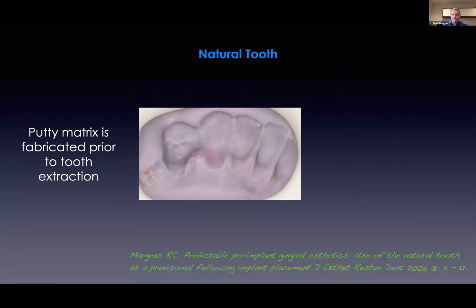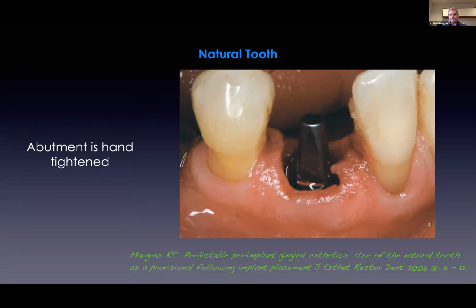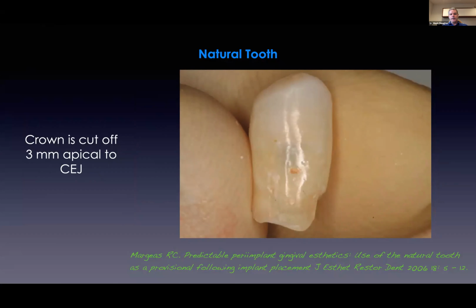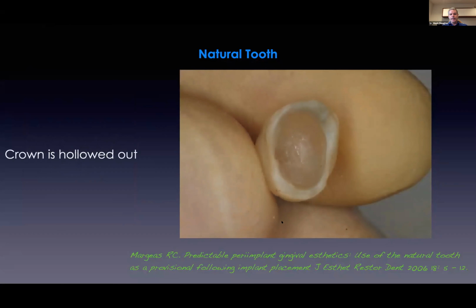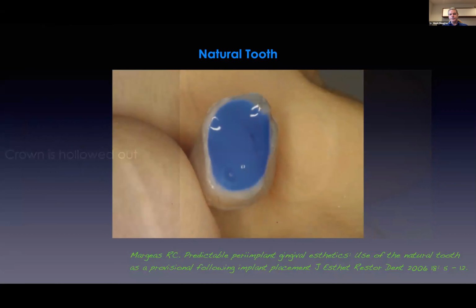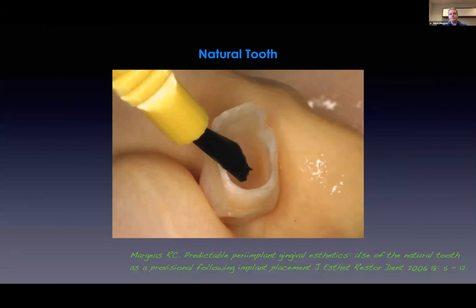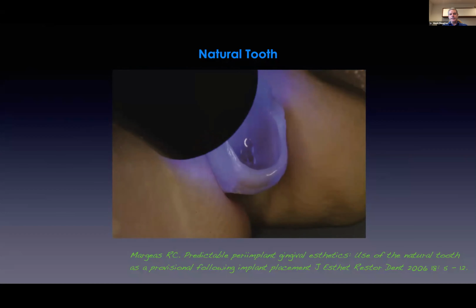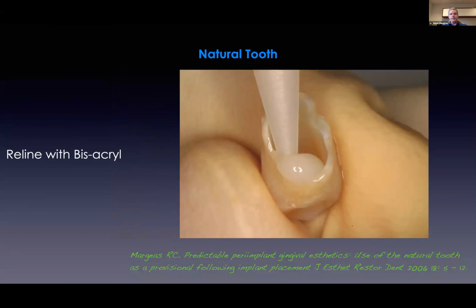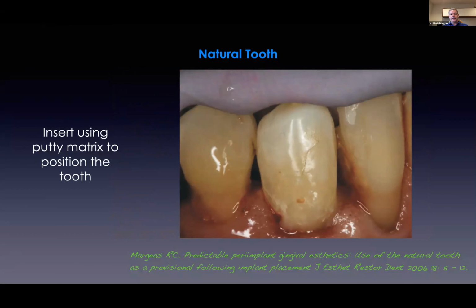So you have to fabricate a putty matrix prior to tooth extraction. Once the implant is placed, you're going to hand tighten a temporary abutment. You're going to cut off the crown. This is the actual extracted tooth. You can cut the crown off 3 millimeters apical to the CEJ. You're going to hollow the inside of the crown out. You're going to etch it, apply bonding resin, and light cure it. And then you're going to reline that with bisacryl and place that in the mouth.